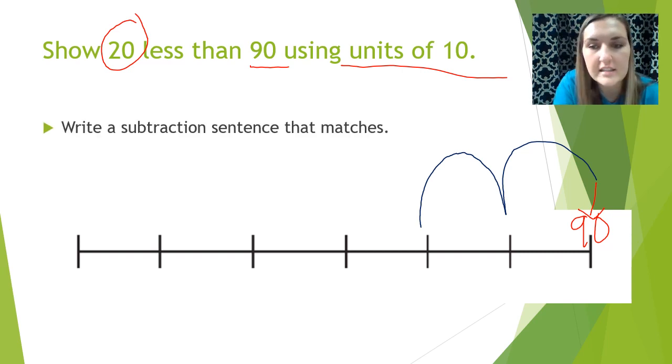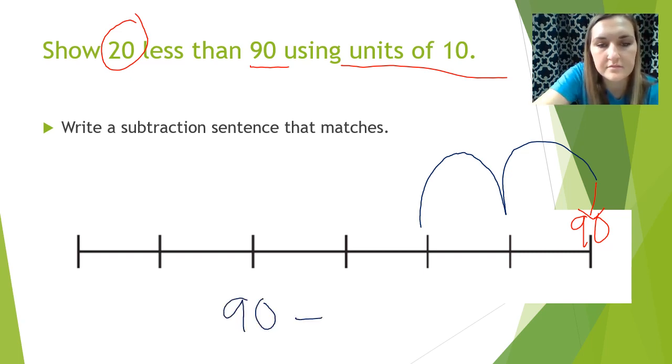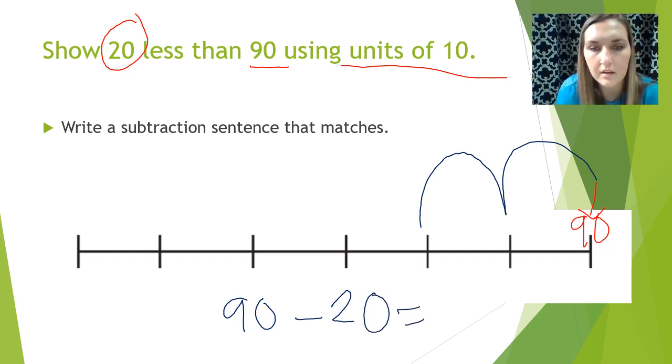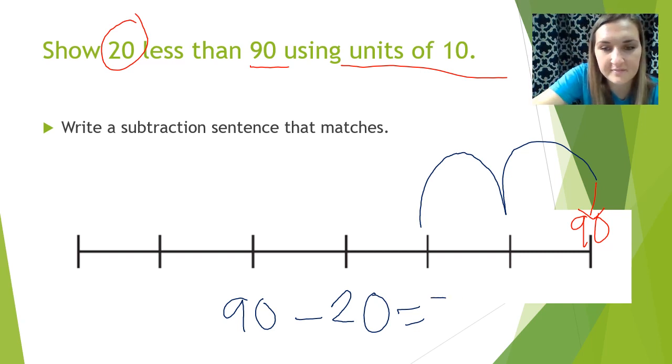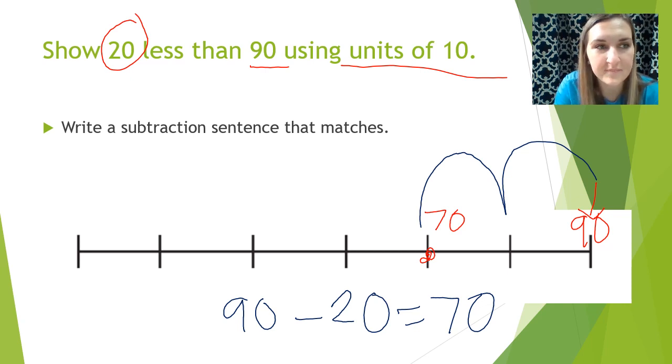Please write a subtraction sentence that matches 20 less than 90. Your number sentence should match mine. 90 minus 20. Now counting down from 90 by tens. Say stop when we stop. Ready, go. 90, 80, 70, stop. Our answer for this endpoint is 70. Great job, keep it up.